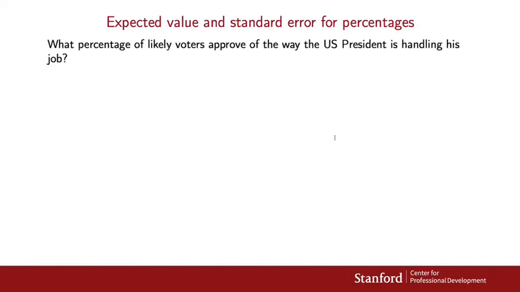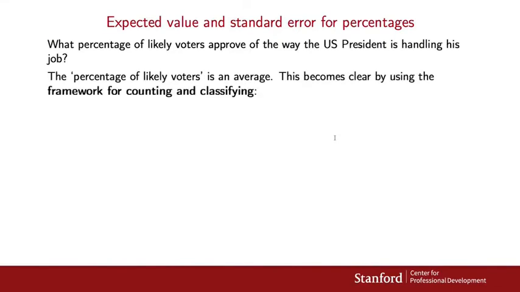Another important statistic that comes up all the time are percentages. We already looked at approval ratings for US presidents. That's a question that was introduced by George Gallup in the late 1930s, and it's asked regularly every week or so. That poll tries to figure out what percentage of likely voters approve of the way that the US president is handling his job. Looking closely at this, we see that the percentage of likely voters is actually an average. It's helpful to look at this in some more detail because it comes up all the time. It's called a framework for counting and classifying.